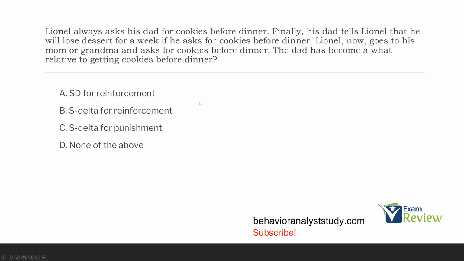C, S delta for punishment. Well, Lionel's dad is actually close to becoming an SD for punishment. If Lionel's dad follows through, provides the punishment, and the punishment is effective, Lionel's dad is now an SD for punishment and an S delta for reinforcement. D, none of the above. No, Lionel's dad is an S delta for reinforcement. Lionel's dad is indicating reinforcement is not available here.